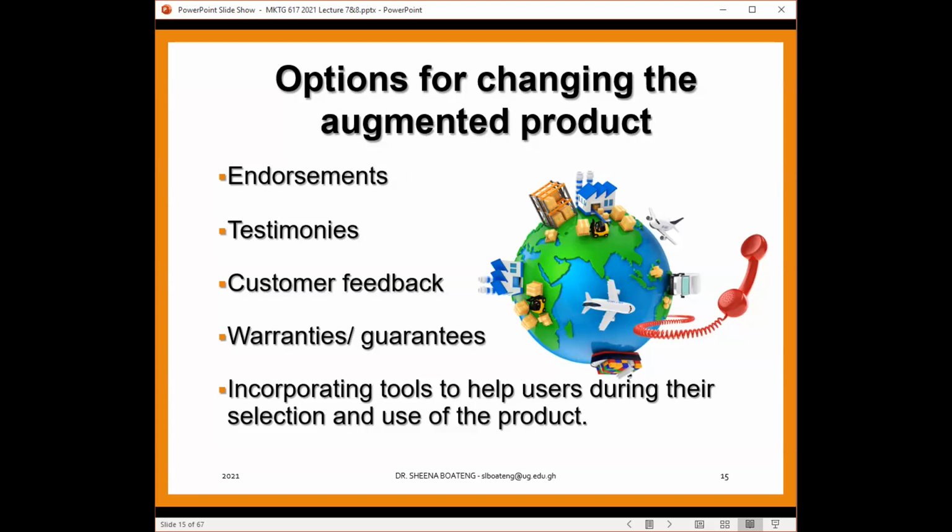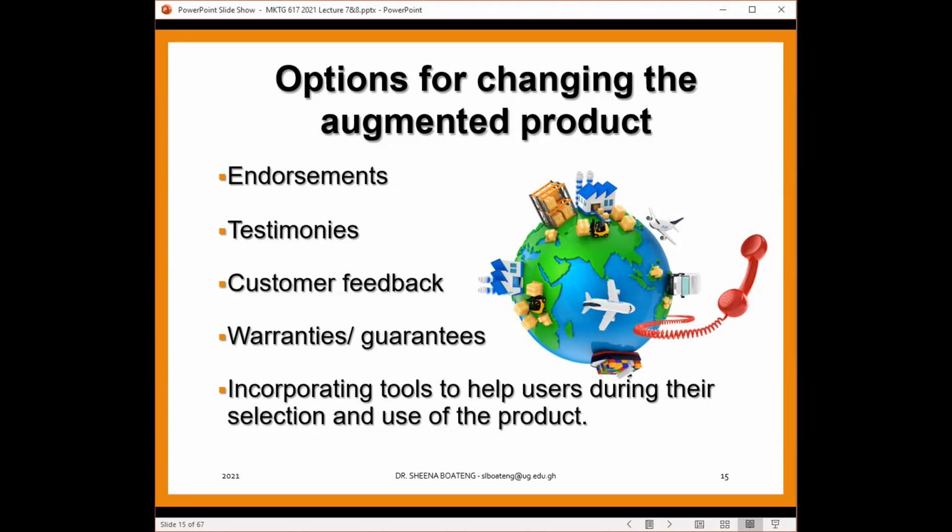Okay, so finally here, with regard to options for changing the augmented product, we can talk about incorporating tools to help users during their selection and use of the product. And here we've seen so many examples of how this plays out, including demonstrations we have done on the ASOS platform, where we saw they were offering everything from help to frequently asked questions to order tracking, delivery options.